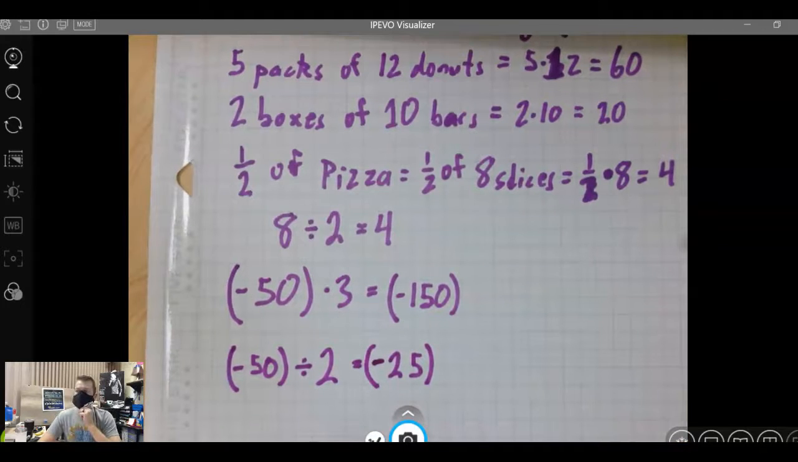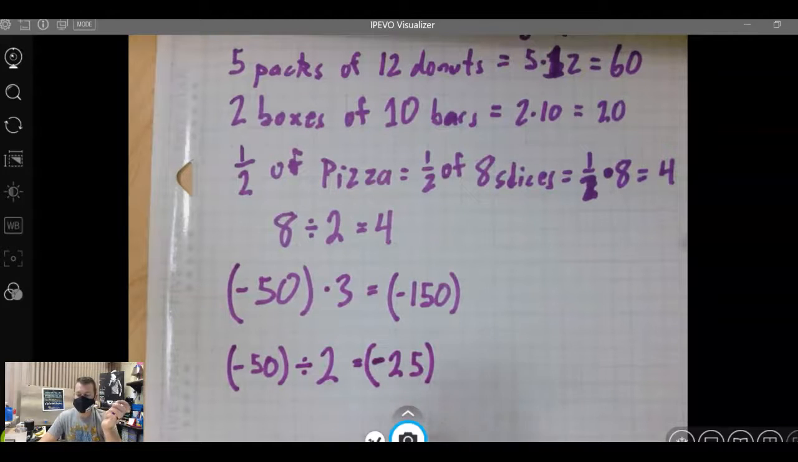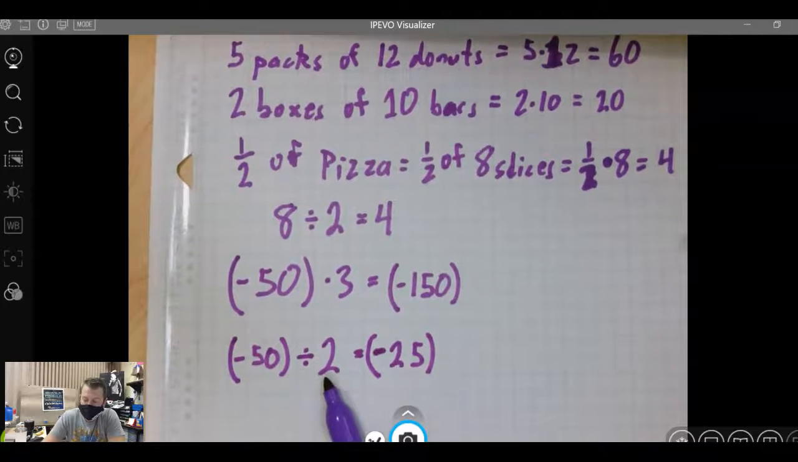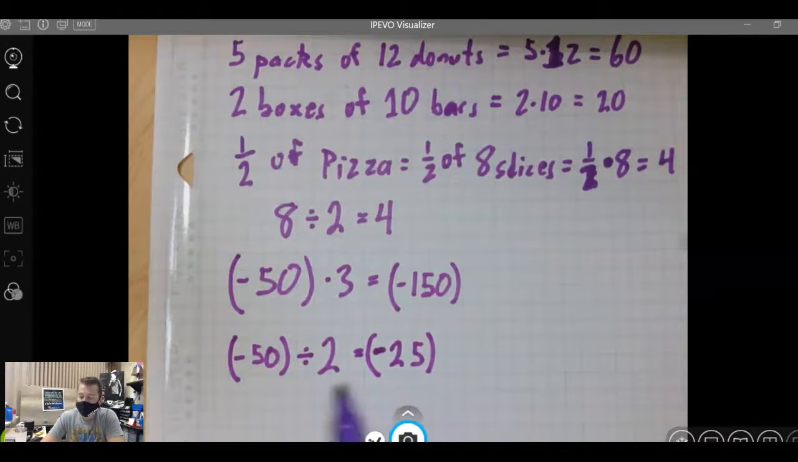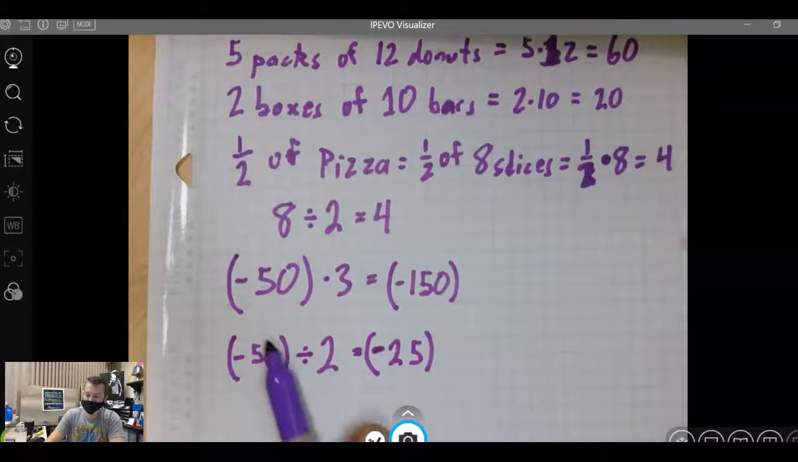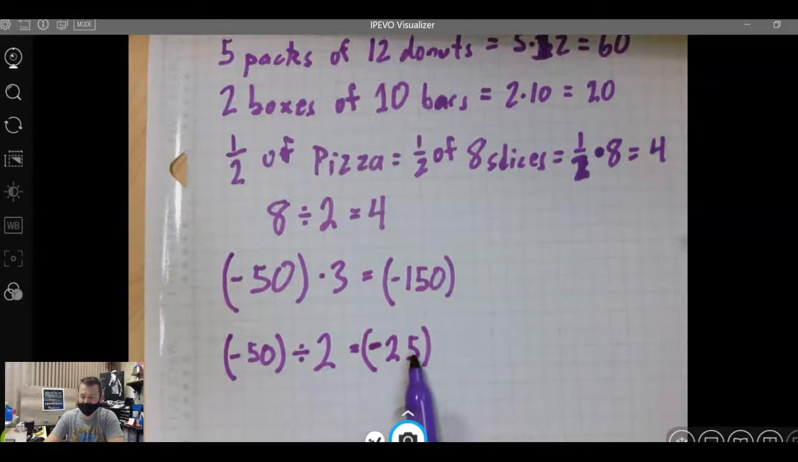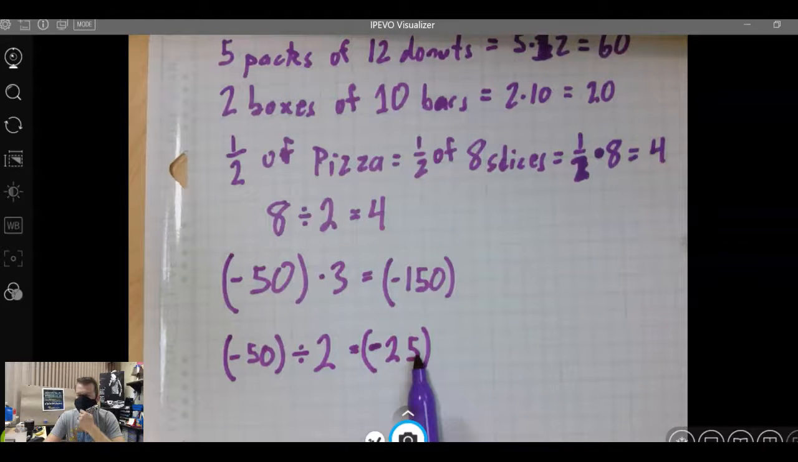Now, since you pay it, it's negative. And this is where those negative rules come into play. I hate the amount of times I say rules. But when we have one negative number involved, divided by a positive, the result stays negative because we took this cost of $50, split it between the two of you, and you each still have a cost. Right? So that's why the negative stays negative.